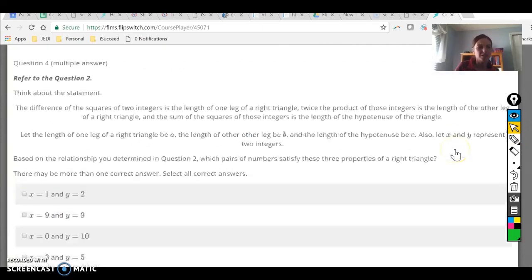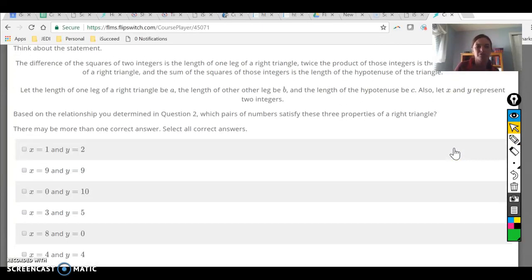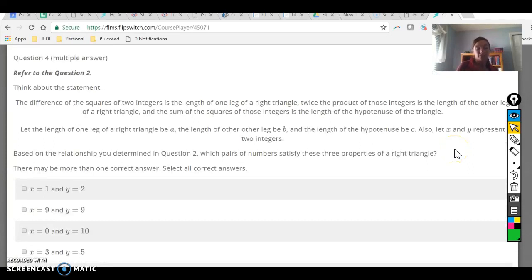And if we scroll down to number 4, now they want us to come up with x and y values that would fit into those equations where a squared plus b squared equals c squared, where a is x squared minus y squared, b is 2xy, and c is x squared plus y squared. So, I happen to know which values they are, and I'm just going to kind of walk you through those.